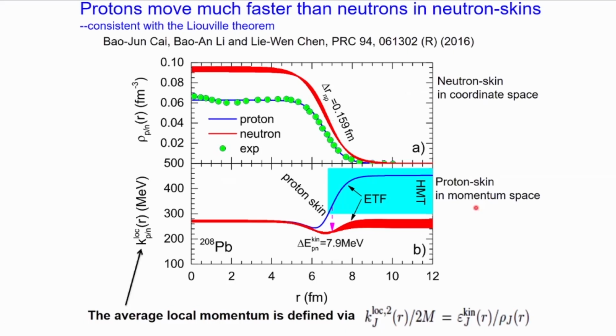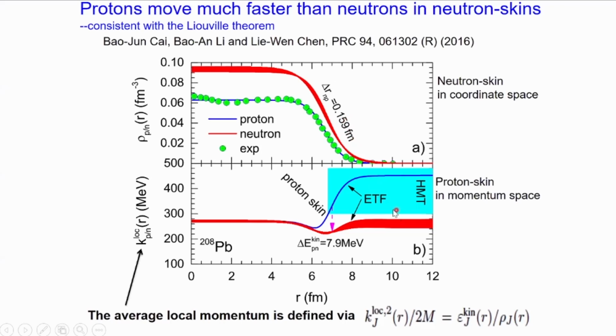So based on that picture, a few years ago, Bao-An Li and I looked at how this may affect what's going on in neutron skin. The study of neutron skin has been a hot topic. For instance, for lead-208, you have the neutron density profile and proton density profile. Neutrons are more extended. There is a finite neutron skin, like 0.16 Fermi.